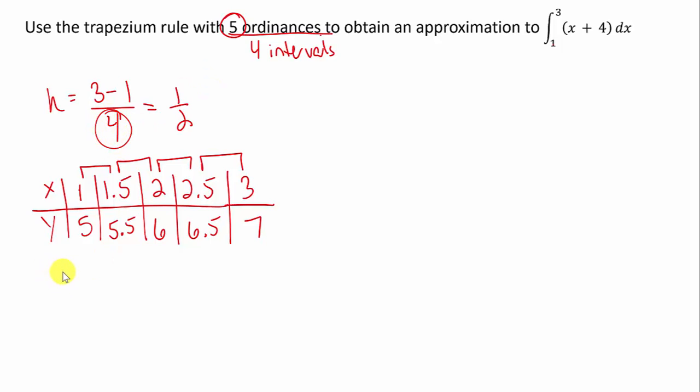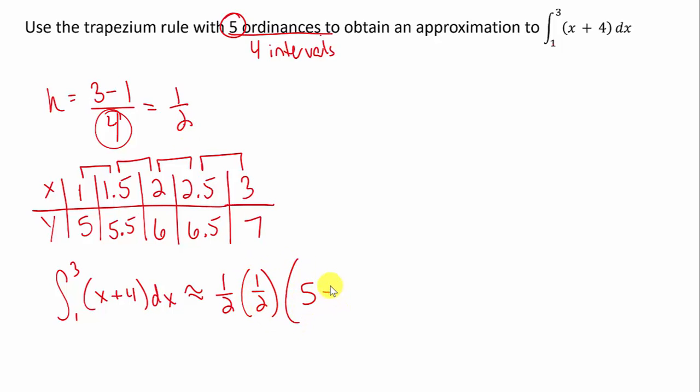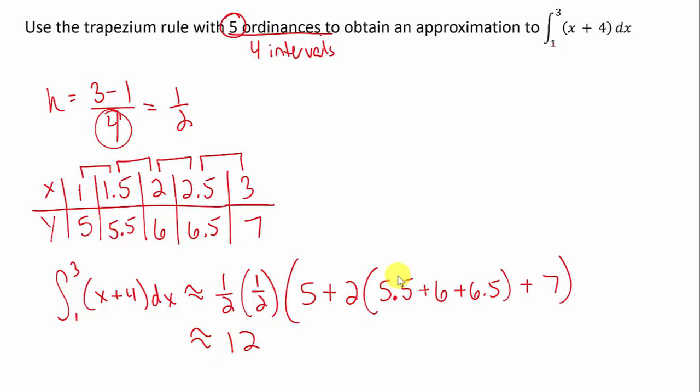Okay, so now we're going to say the integral from 1 to 3 of x plus 4 is going to be approximately equal to 1/2 times my height, which is also 1/2, times my first y value plus 2 times my middle y values, 5.5 plus 6 plus 6.5. Remember that your last y value is not included in what gets multiplied by the 2. So be really careful. Doing that math is going to give you 12. So the area from 1 to 3 is approximately 12.